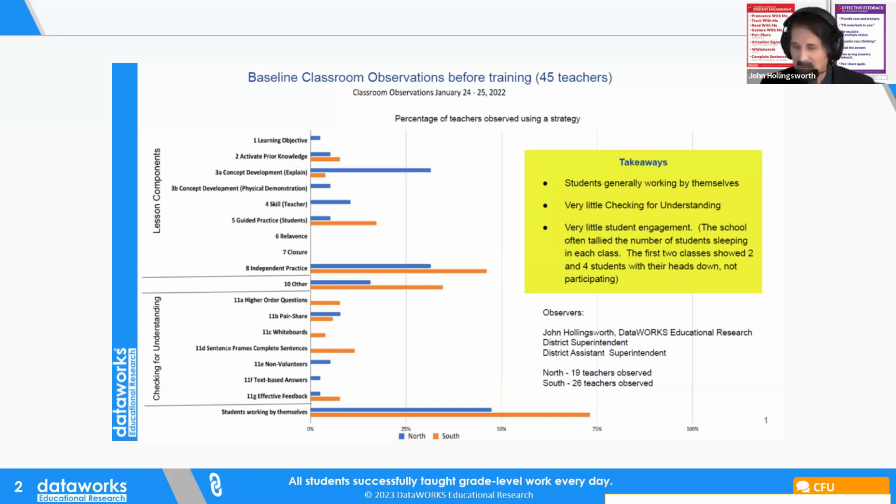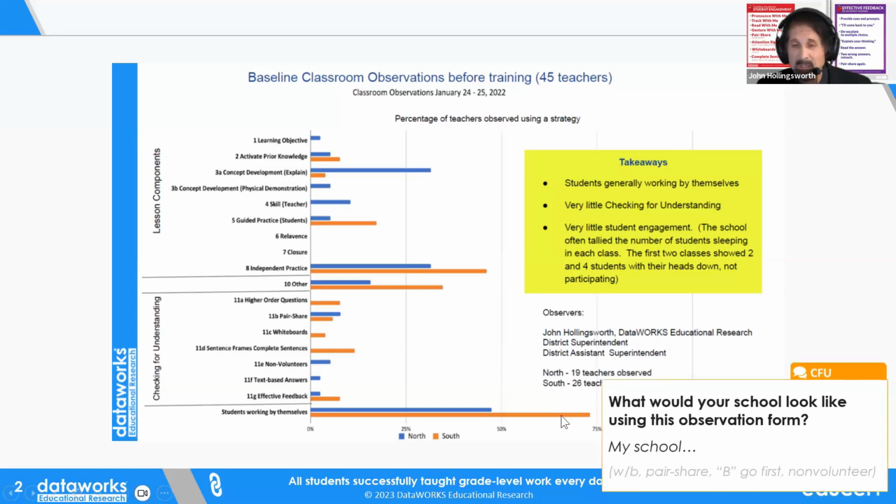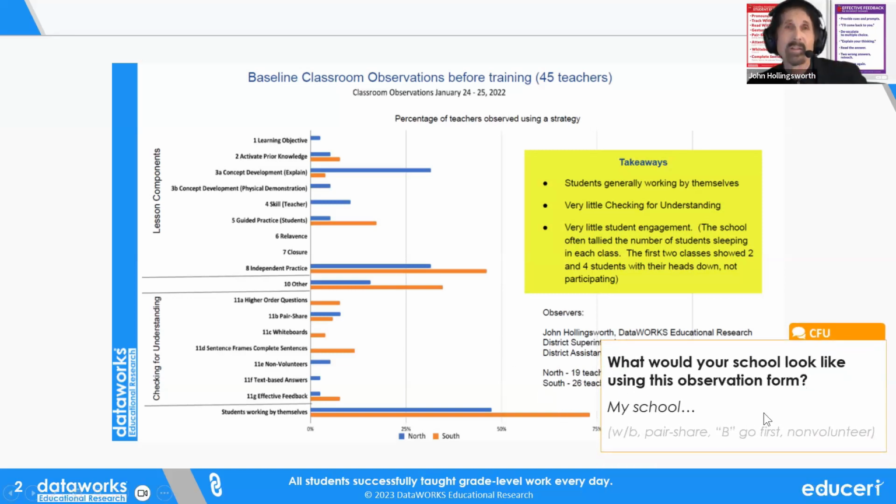One of my standard practices is to have a checking for understanding on every slide or every couple of minutes. So I've got the question right here. So everybody, we're going to read together. Ready, read. What would your school look like using this observation form? So I want you to think for a second. Would you see a lot of students working by themselves? Would you see a lot of the teachers standing up and teaching? And what about the strategies to checking for understanding, the whiteboards, the complete sentences?